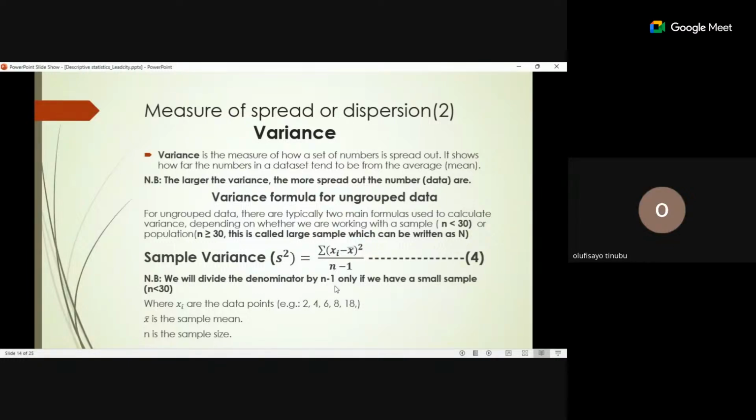Okay, good. Sorry, sir. What if the n is more than 30? So that means that it is now a population variance, but we are going to get there.